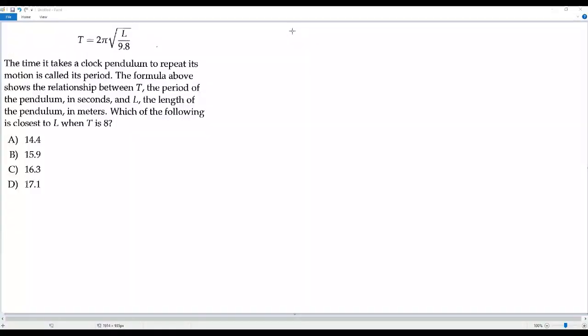Here we have a SAT math question. Okay, let's go to the question. We have a formula over here, that is T equals 2π times the square root of L over 9.8.